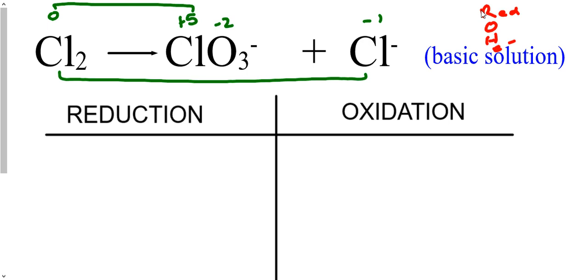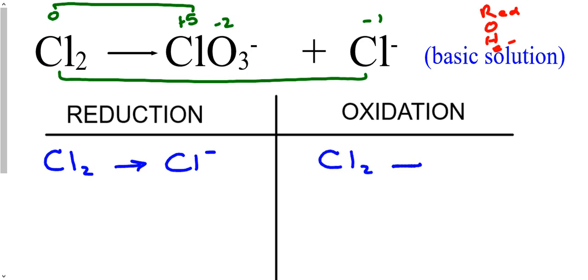So the reduction is where my charge went down. So we can see that some of my Cl2s turned into Cl minuses. There's my reduction half-reaction. My oxidation half-reaction is where my charge appeared to go up. So some of my Cl2s reacted to form chlorate ions, ClO3 minus 1 charges. Please be careful that you haven't dropped any charges because it's a really common error.